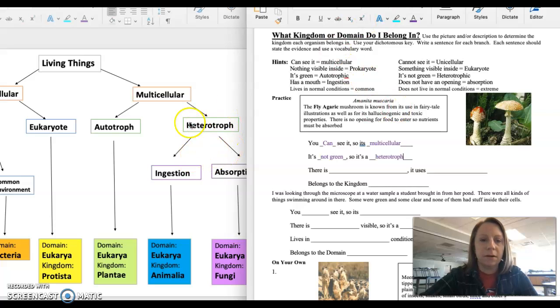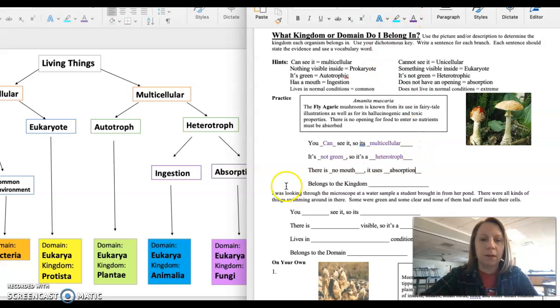Now we got to figure out, does it ingest using a mouth, or does it absorb because it doesn't have a mouth? Well, mushrooms don't have mouths. So there is no opening, or mouth if you prefer. Let's say that, because then we remember what we were talking about. So it uses absorption.